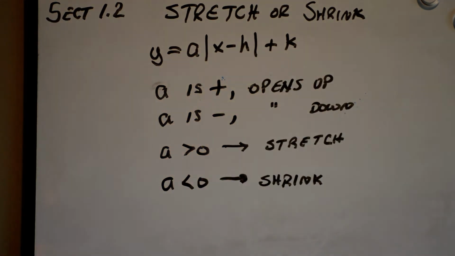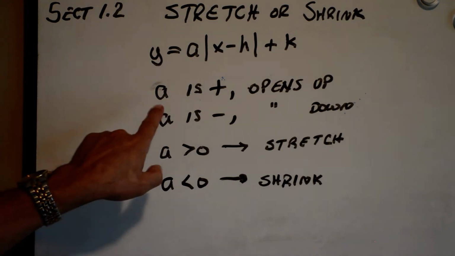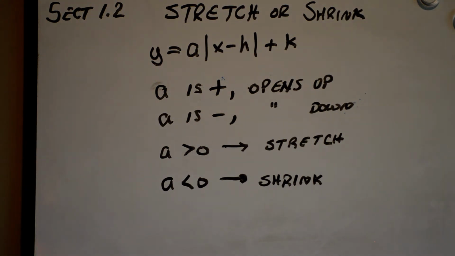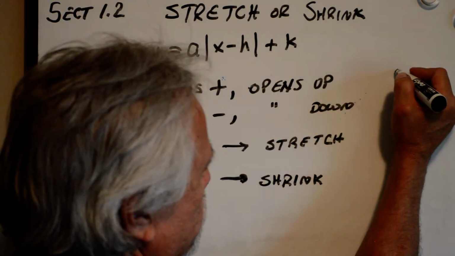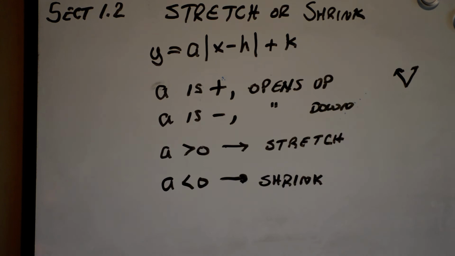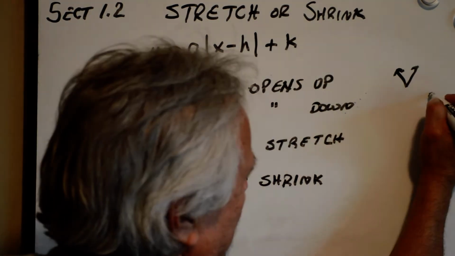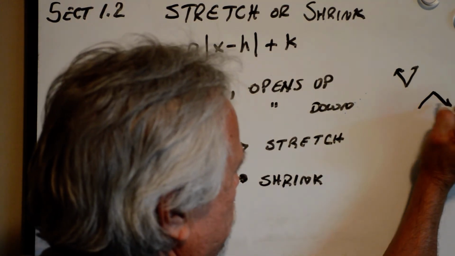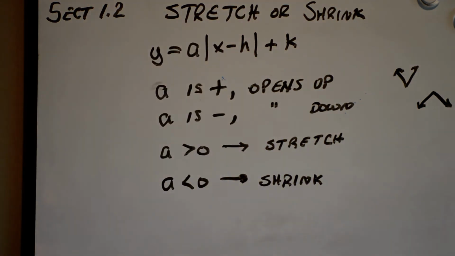I've got my general formula for the absolute value: A times the absolute value of x minus h plus k. We know that if A is positive, then my absolute value graph is going to open upward. If A is negative, my absolute value graph is going to open downward. Absolute value is always a V.